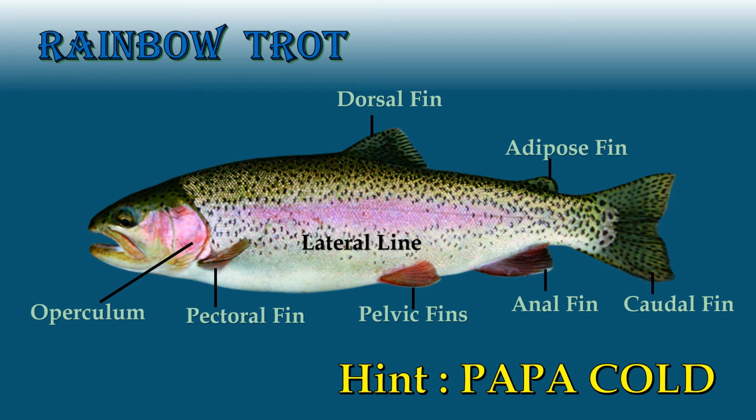To keep all these parts in mind, there is a hint, PAPA CODL, where each and every letter denotes the name of a part. P for pelvic fin, A for anal fin, P for pectoral fin, A for adipose fin, C for caudal fin, O for operculum, L for lateral line, D for dorsal fin. Easy?